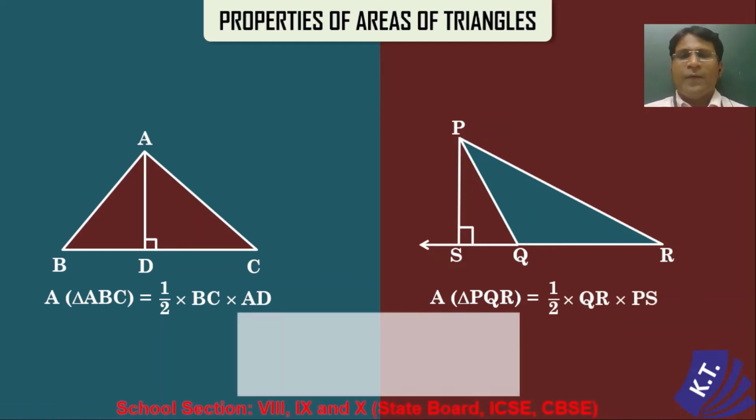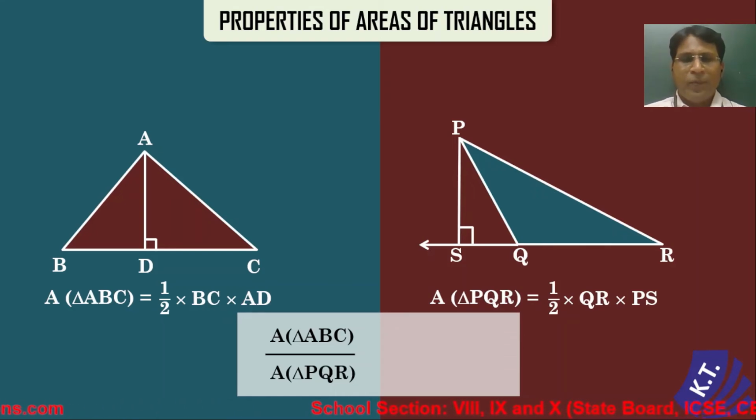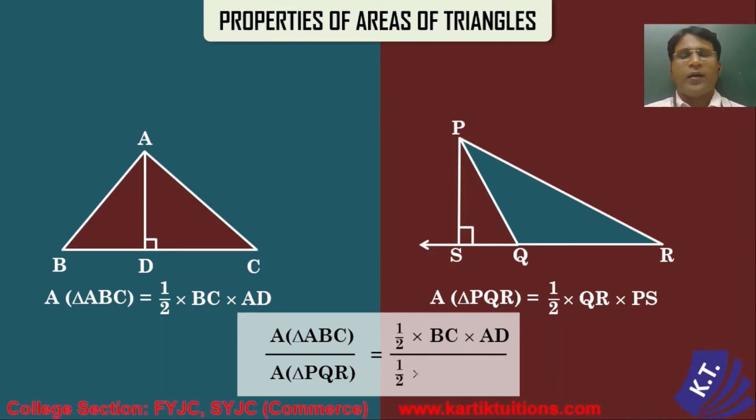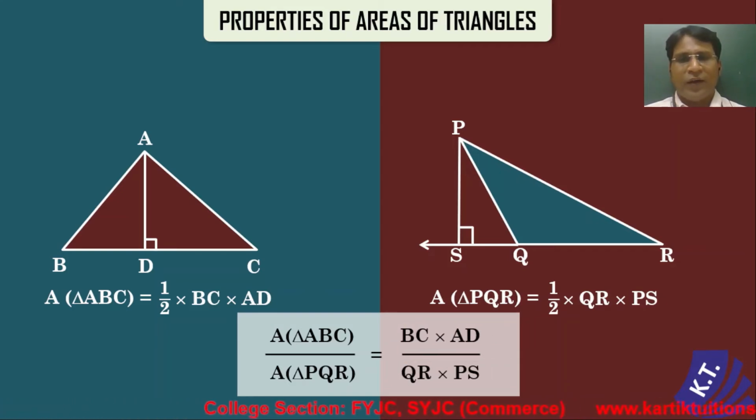Now let's take the ratio of both the areas. That means area of triangle ABC upon area of triangle PQR. Now that will be equals to half of BC into AD upon half of QR into PS. Here the halves get cancelled. So basically we got area of triangle ABC upon area of triangle PQR is equals to BC into AD upon QR into PS.